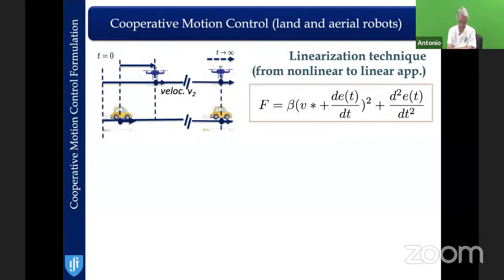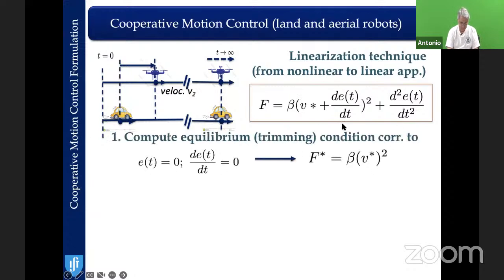So this is the first time that I'm going to do something along the lines of linearization techniques. I have done it for the sine, but if the force is equal to beta times V star plus the derivative of e, squared, this is a nonlinear term. Okay.